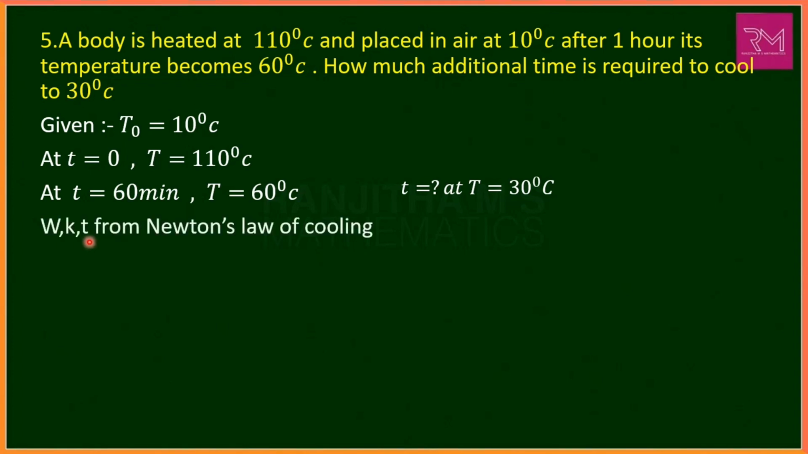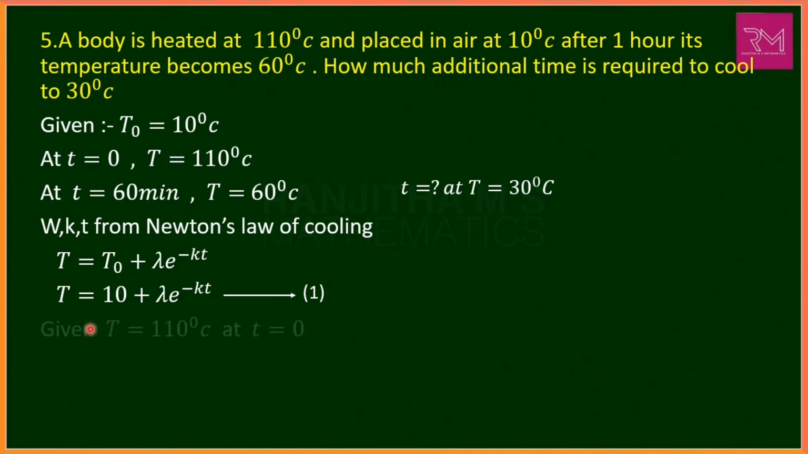For that, Newton's law of cooling formula is given by T equal to T naught plus lambda into exponential power minus kt. Now we have to find the lambda value. For that, substitute T naught value as 10. That is, T equal to 10 plus lambda into exponential power minus kt. Call this equation number 1. Here at t equal to 0, substitute T value as 110 degrees Celsius. We get 110 equal to 10 plus lambda into exponential power minus k into 0. Here we know that this value becomes 1.